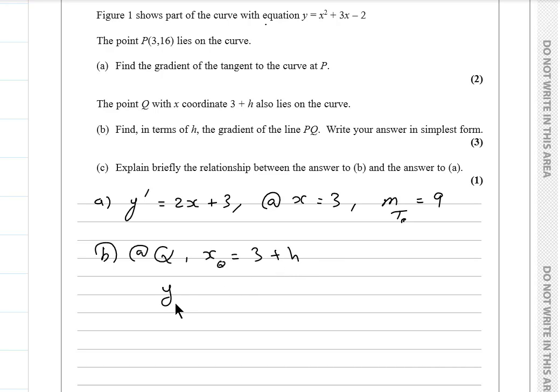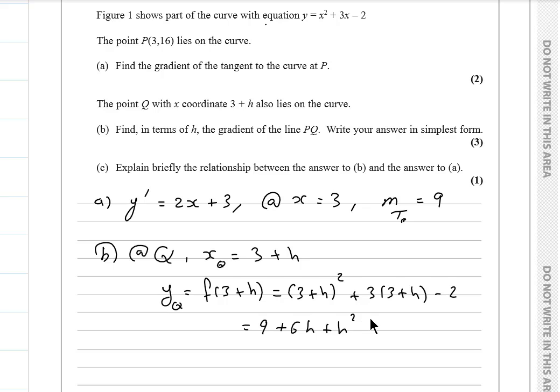Then what is required is to get yq, which is f of 3 plus h, right? Which means replace x in the function here and put 3 plus h. So it will be 3 plus h all squared plus 3 times 3 plus h and then minus 2. Okay, it will be 9 plus 6h plus h squared and then plus 9 plus 3h minus 2, simplified to be h squared plus 9h plus 16. Okay, then we can find the gradient very easily.